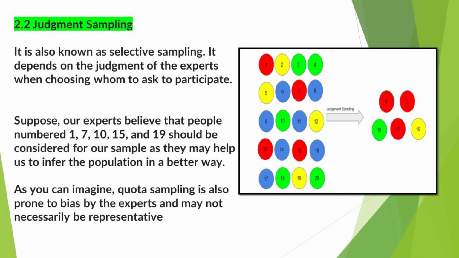Now the next type is judgmental sampling. It is also known as selective sampling. It depends on the judgment of the expert when choosing whom to ask to participate. Suppose our expert believes that numbers 1, 7, 10, 15 and 19 should be considered for our sample as they may help us to infer the population in a better way. As you can imagine, quota sampling is also prone to bias by the experts and may not necessarily be representative.